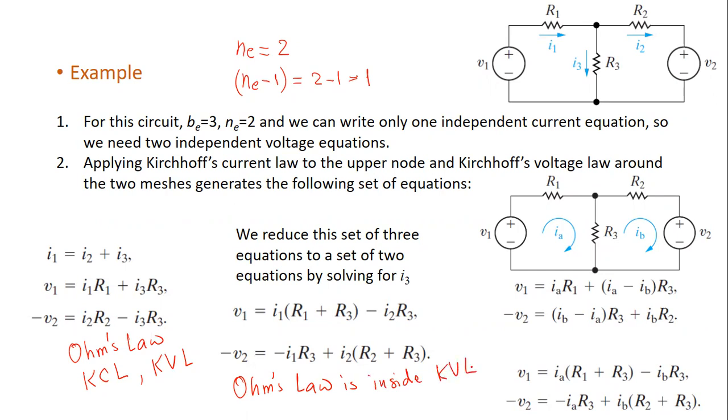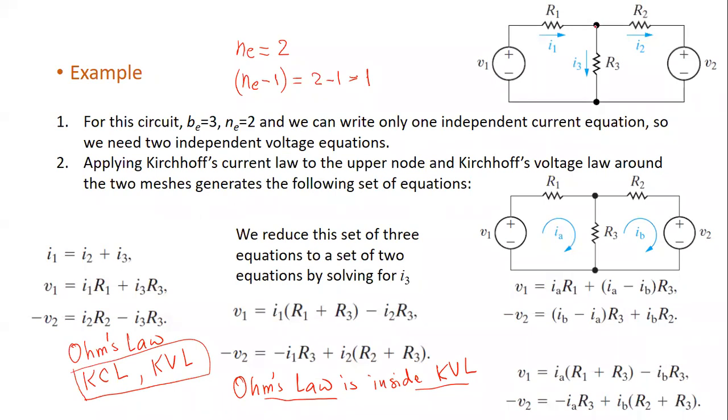Because when you write KVL, for example, you write that this voltage is equal to I1R1 plus I3R3. So you are using IR, multiplying the current with the resistance. So this is Ohm's law. Ohm's law, usually we use it inside KVL. So if Ohm's law is embedded inside KVL, then I will have only 2 laws. I need to use only 2 laws, KVL or KCL, in order to find a set of 3 equations.